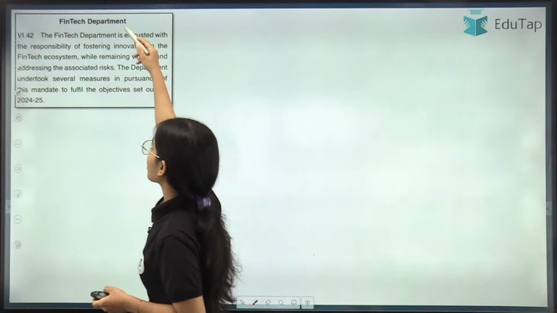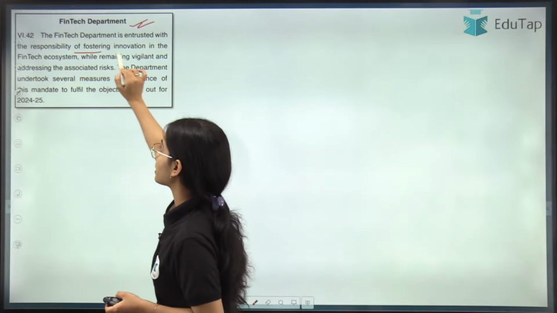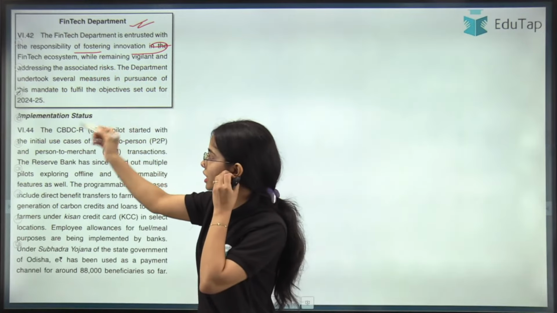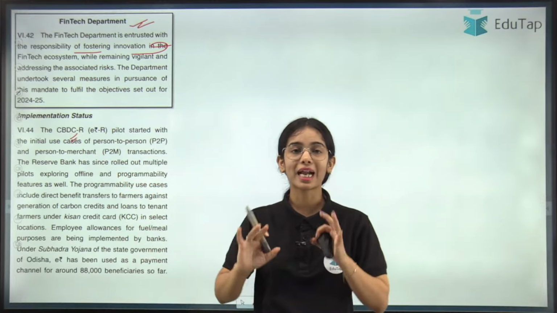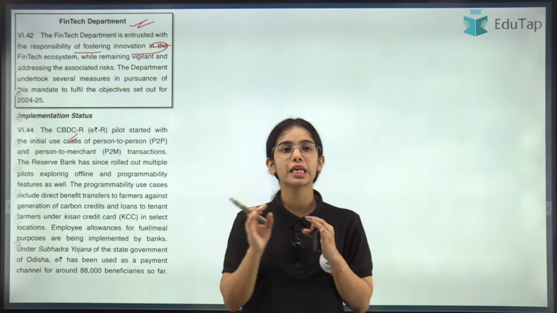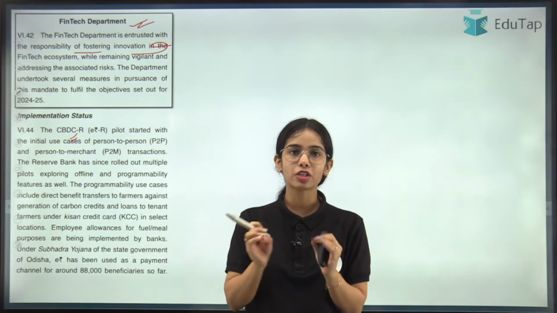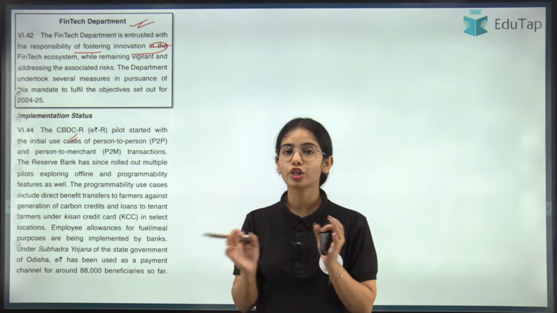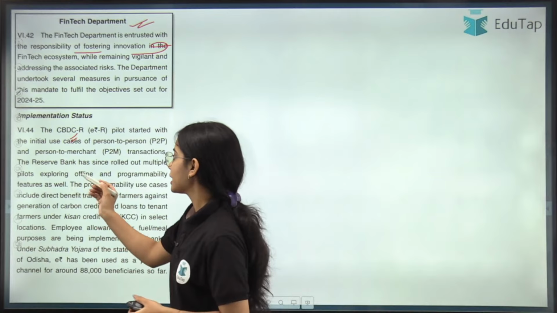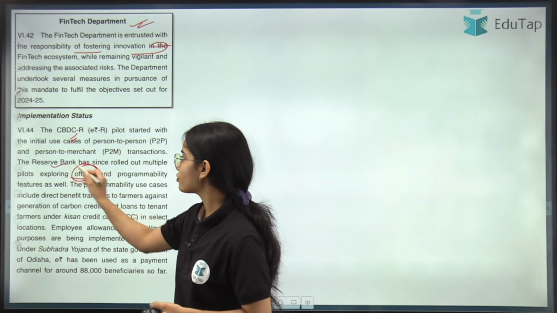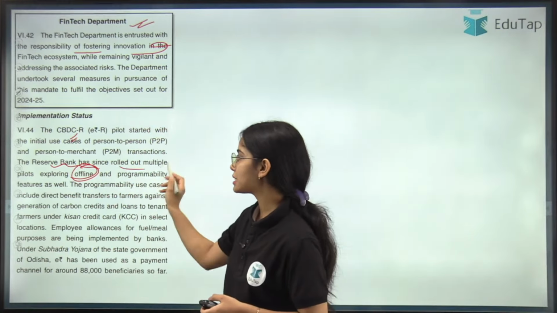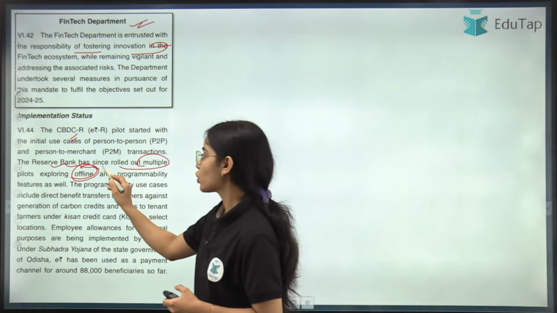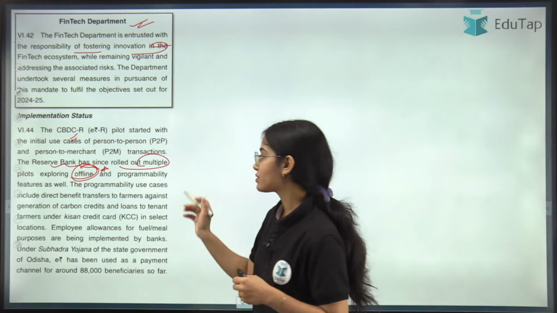Now next is the fintech department. The fintech department has the responsibility of fostering innovation in the fintech ecosystem. It is the one that is bringing further use cases in the CBDC, the central bank digital currency. It has got new use cases and new functionalities. The Reserve Bank's fintech department has since rolled out multiple pilots and new functionalities such as the offline system for the CBDC as well as programmability.